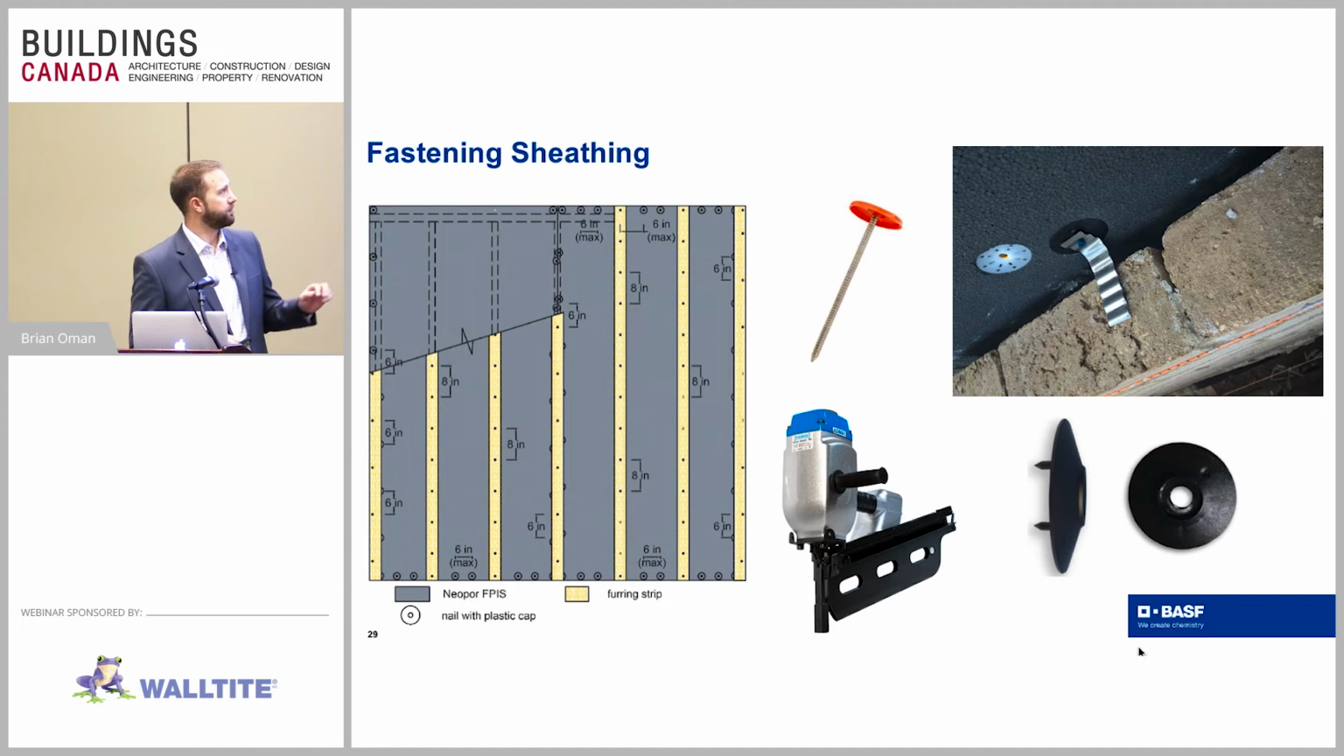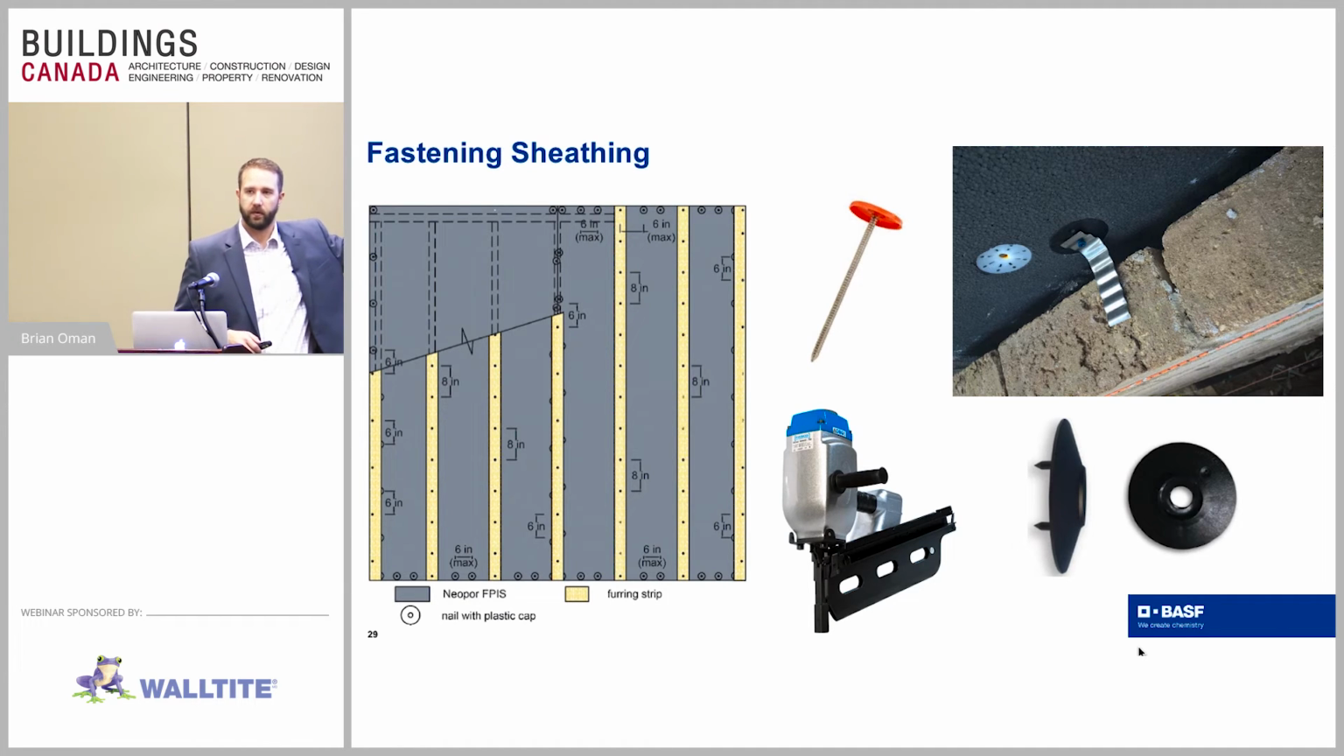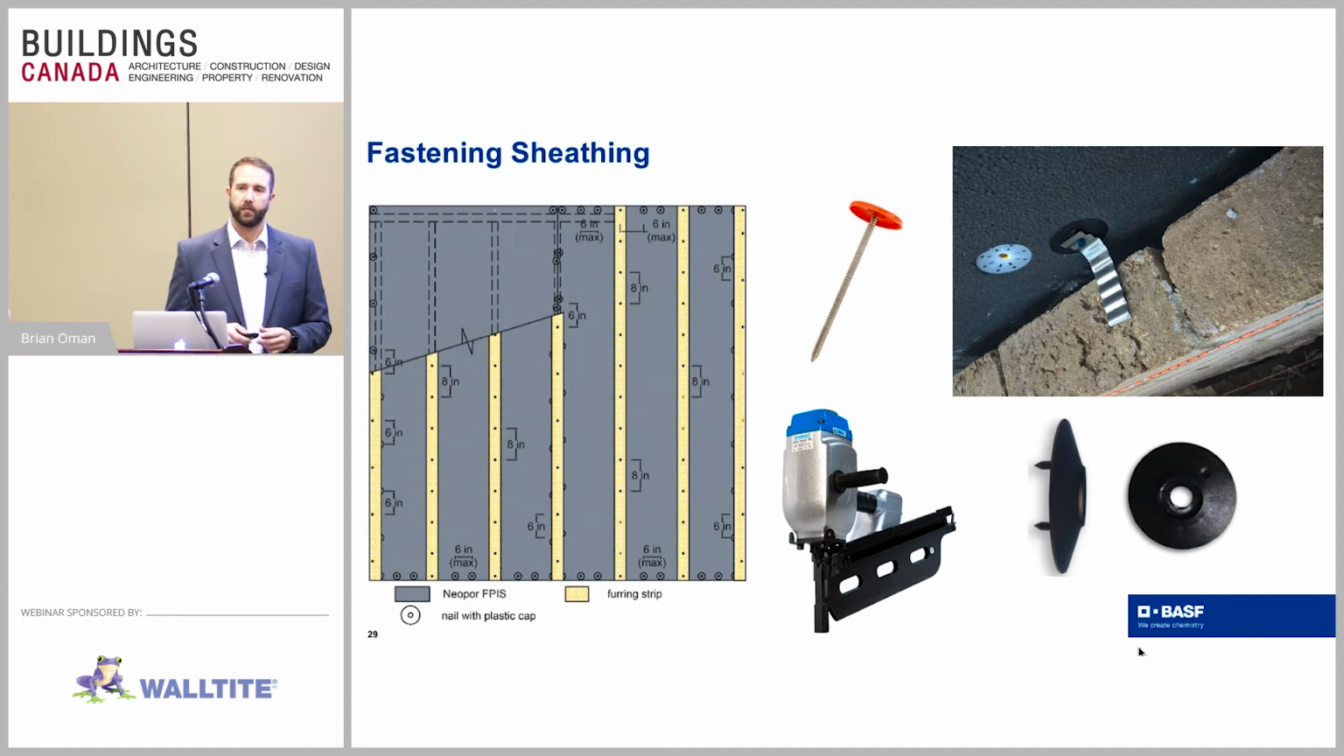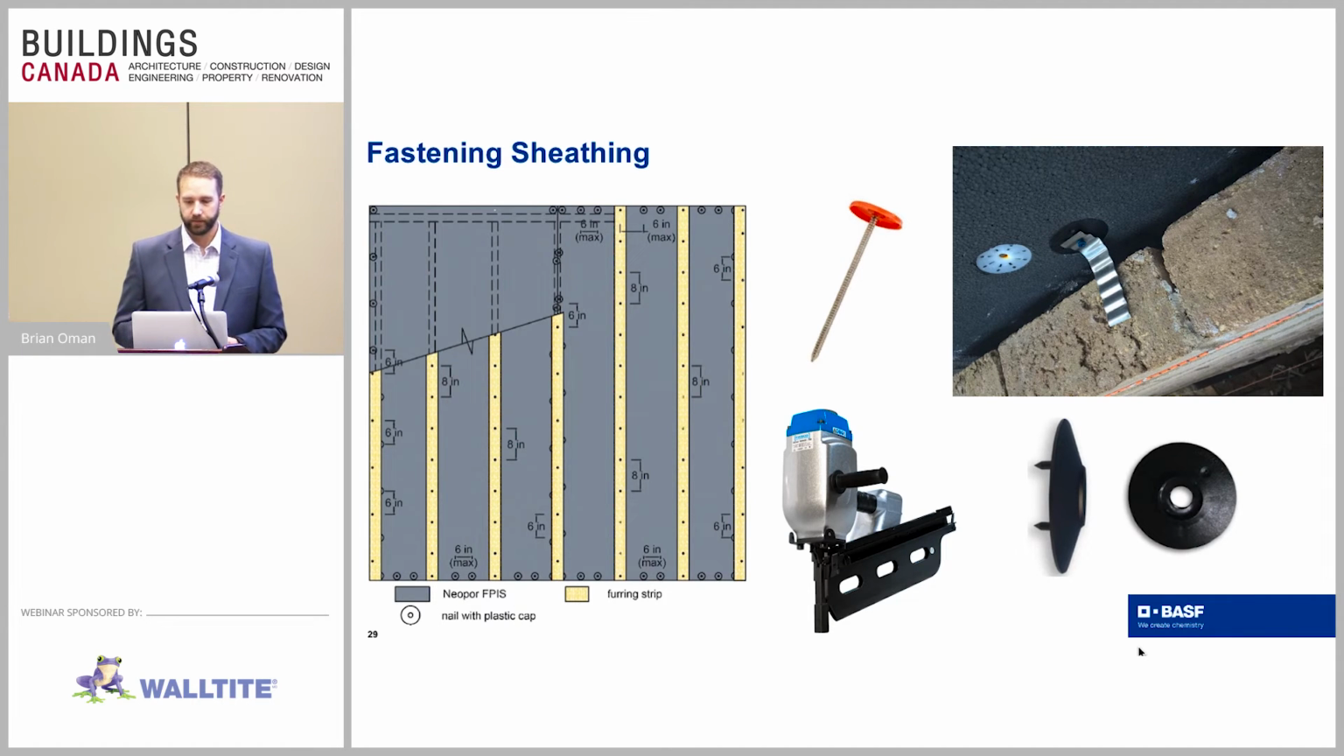In terms of fastening pattern, we are going to follow the building code requirement for fastening, so that's going to be 6 inches on the perimeter and 8 inches in the field on our panels, and that's going to follow suit with fastening of our furring strips as well.